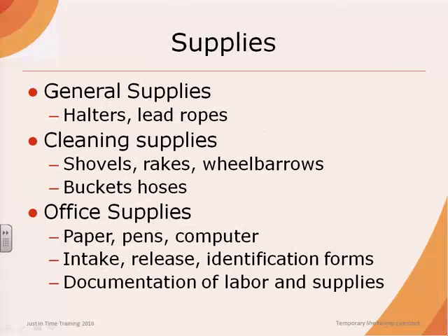of animals housed there. General supplies such as halters and lead ropes may be useful for handling individual animals. Cleaning equipment such as shovels, rakes, wheelbarrows, buckets, and hoses will also be needed. Office supplies such as paper, pens, computers, as well as any intake, release, or identification forms will be necessary to keep the proper documentation of animals held at the facility. Documentation of labor and supplies should be kept for indemnity payments if applicable.